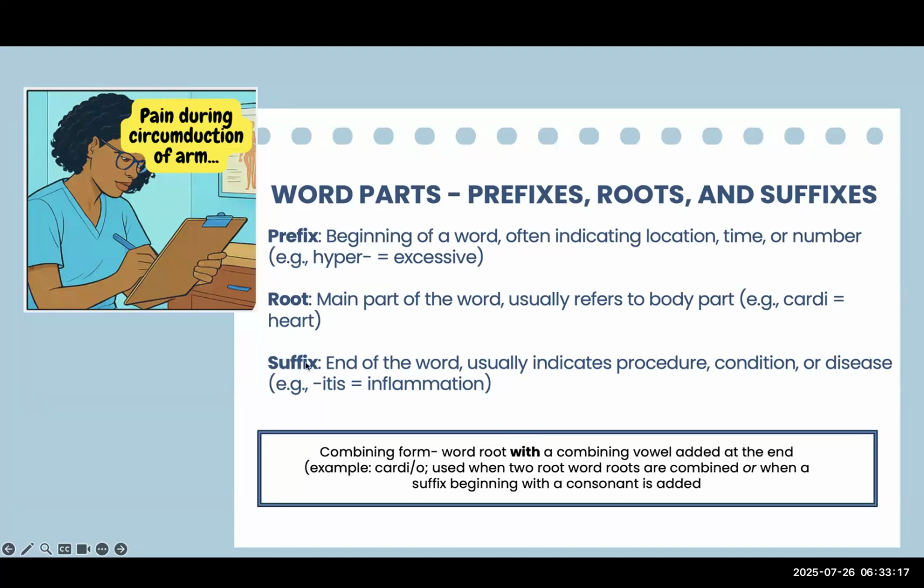All right, and then suffix. This is the end of the word, usually indicates a procedure, a lot of the time a condition or disease. For example, itis. So if we have gastritis, gastr is the word root, and that means stomach. If we add itis at the end, that's us telling another healthcare worker that this patient has pain or inflammation in the stomach, gastritis.